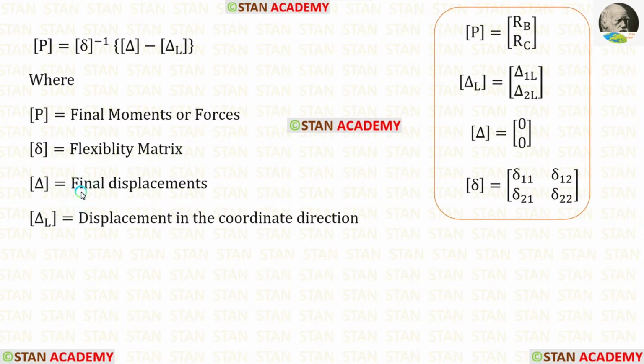In the given beam, there will be no final displacements. So inside the delta matrix, we can simply enter 0, 0. If there is settlement or sinking of the supports in the beam, there will be values. Otherwise, we can simply enter 0. So in this formula, only we have to find delta L matrix and the delta matrix.